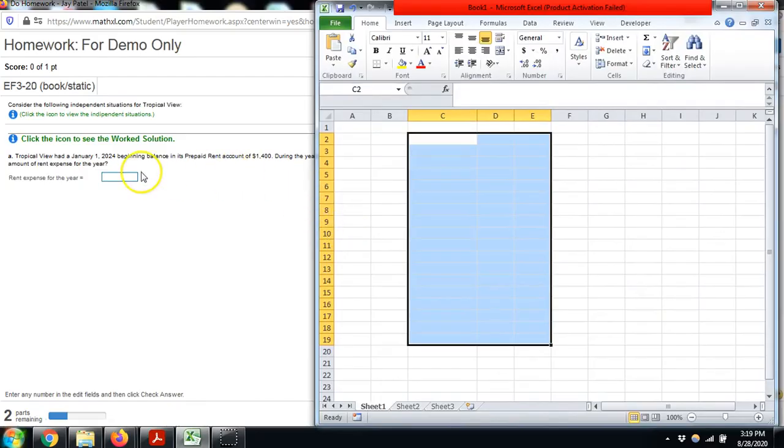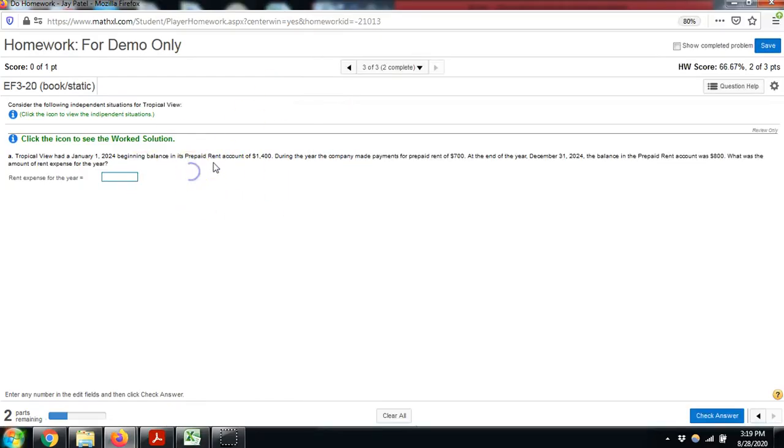So basically at the start of the year we have a balance of $1,400 for prepaid rent, and during the year the company made payments for prepaid rent in addition to this $1,400 starting balance of $700. And then at the end of the year, the account balance was $800. So what was the amount of expense for the year?